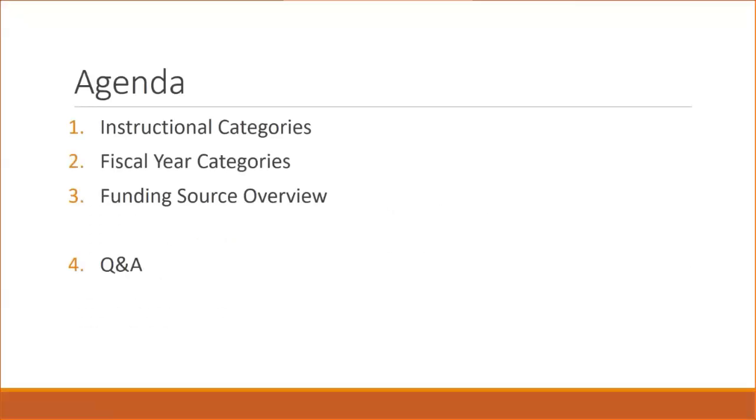We have a pretty quick agenda today. I don't think that we'll spend the entire hour. So first we're going to review the instructional categories page and the fiscal funding sources. And then we're going to do a brief overview of each funding source and talk about the allowable uses of each of them. So let's go ahead and get started.